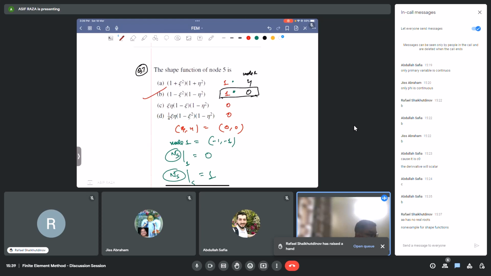Rafael has written something: A has no real roots, non-example for shape functions. Okay, that is also one thing.